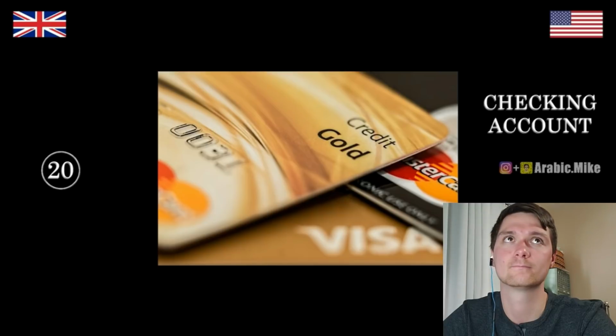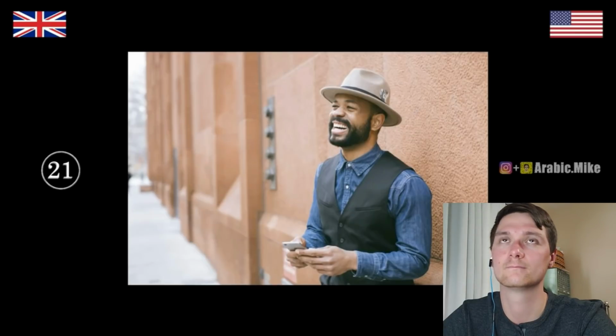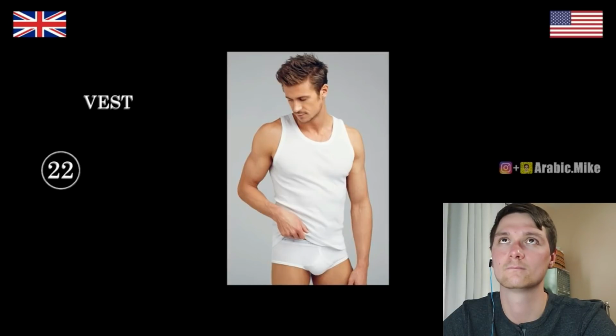My checking account. We say current account. This man is wearing a vest. Waistcoat. This is what we call a vest. What do you call this?